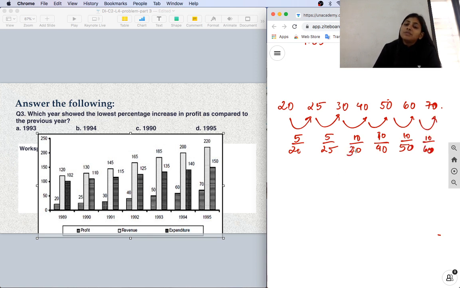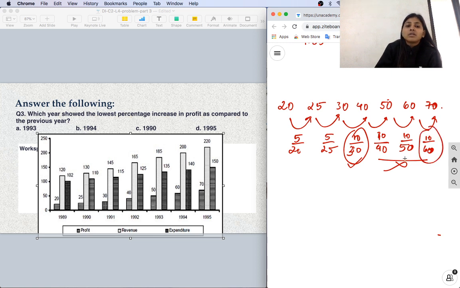So we can see here all the numerators are 10 and the denominator is the lowest here, so this can be the highest value, not these. Okay, we need the lowest percentage increase. Fine, so lowest can be this one. Lowest can be this one and not these, and here also lowest can be this one and not this.